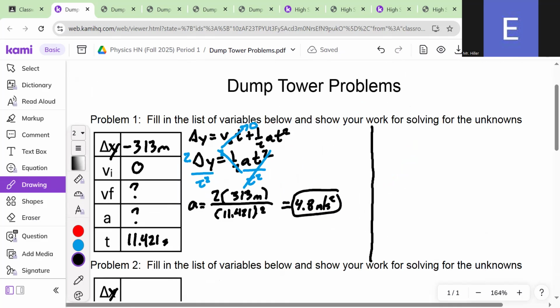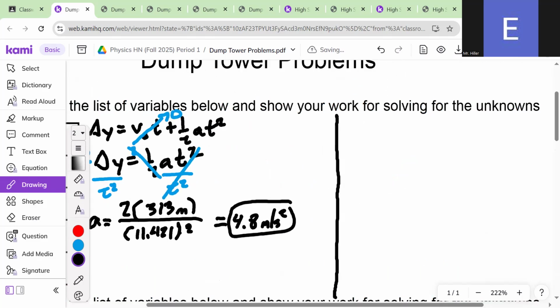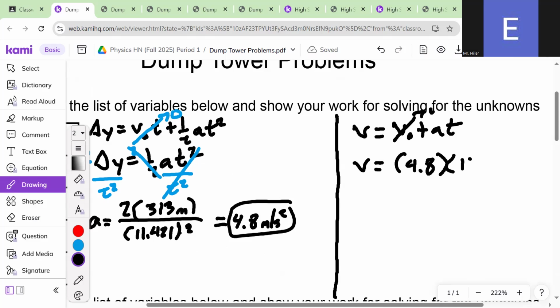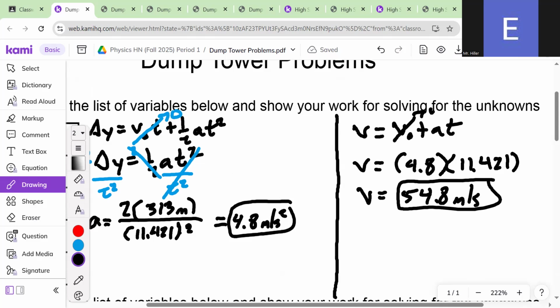Now, to find the final velocity, that can be as simple as using equation number 8: v equals v naught plus a times t. Well, v naught is 0. We just found a, so it's going to be 4.8 times the time it took to fall, which in my case was 11.421. I'm getting a speed of about 54.8 meters per second. Well, let's put this into the program and see how we did.